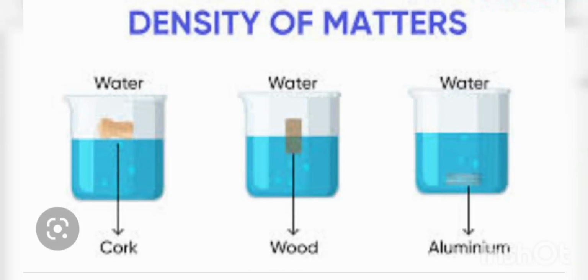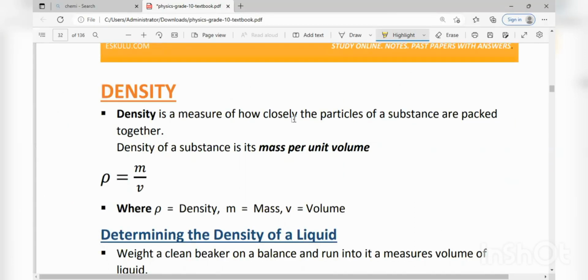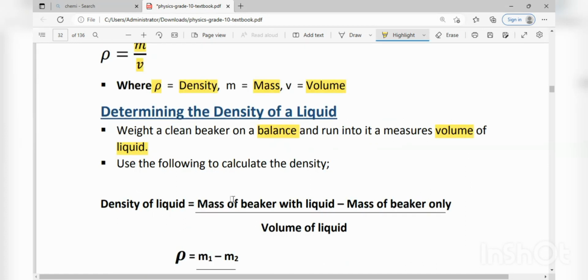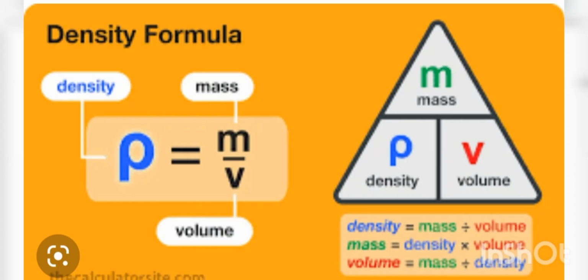Okay, density is a measure of how closely the particles of a substance are packed together. So the density of a substance is its mass per unit volume. So the formula for density is D equals M over V.